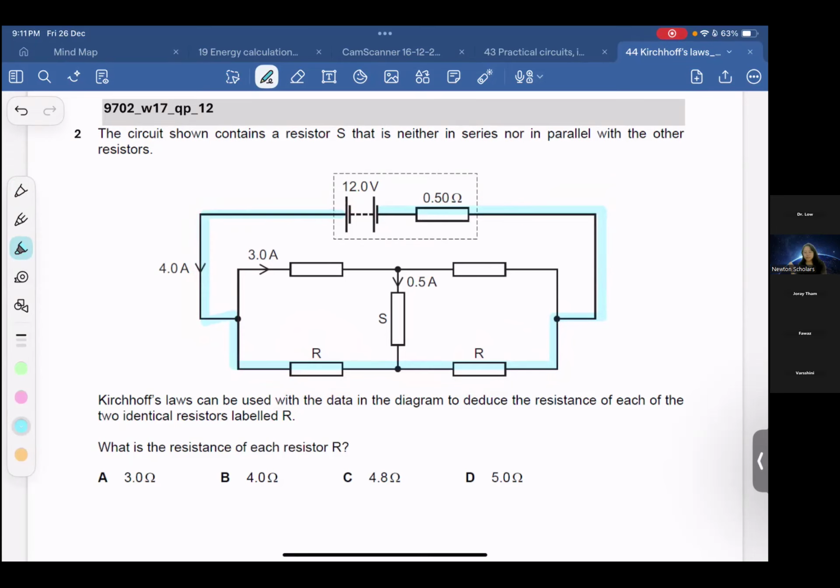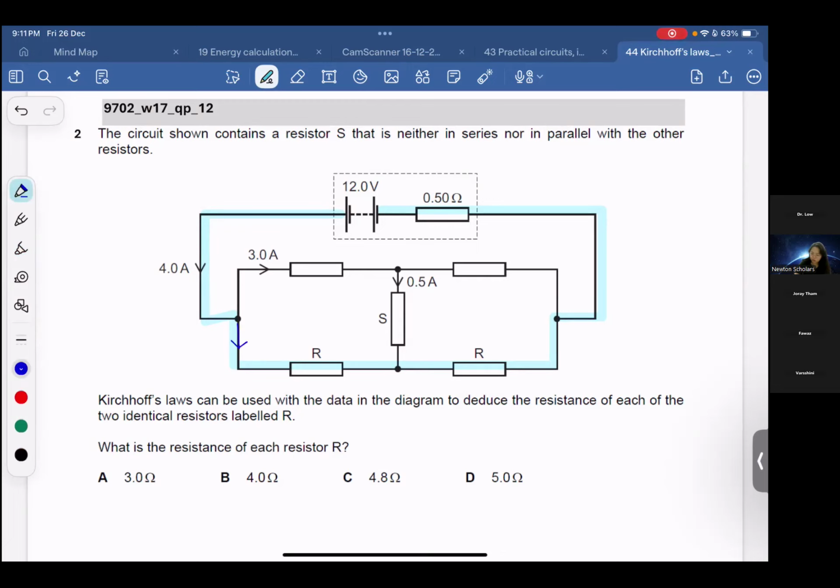Okay, so can you try and then tell me what is your resistance value for each resistor R? 1R only. The hints are, don't forget just now that I told you, label all the current in the branch.